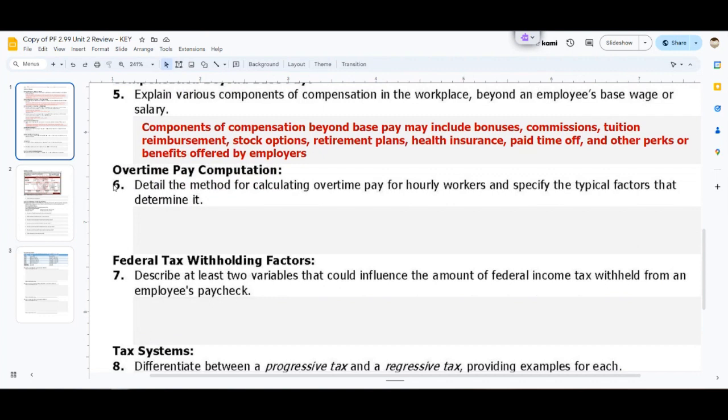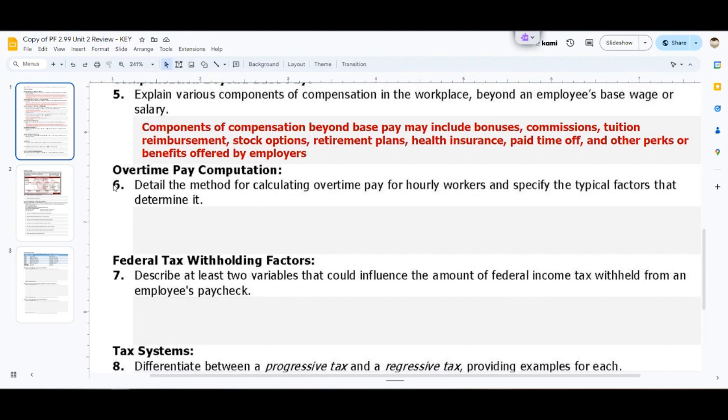Number 6, detail the method for calculating overtime pay for hourly workers, specify typical factors that determine it. So you receive overtime pay if you're an hourly wage earner and you work more than 40 hours during a week. Okay, and the law specifies a work week as Sunday through Saturday. So for the purposes of calculating your 40 hours, if you worked more than 40 hours between Wednesday and the following Tuesday, that doesn't necessarily mean that you're going to get overtime pay, because the overtime pay is calculated from Sunday to the following Saturday.